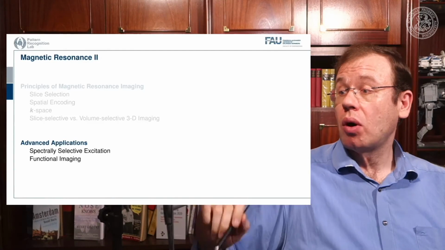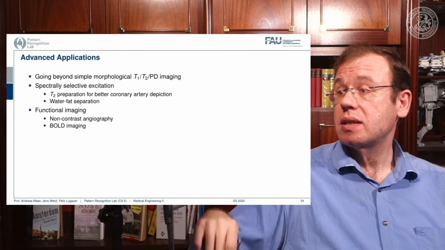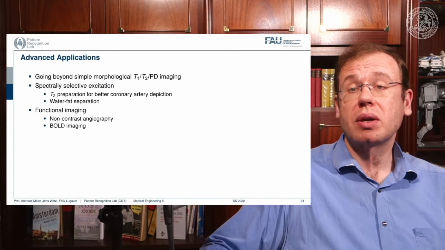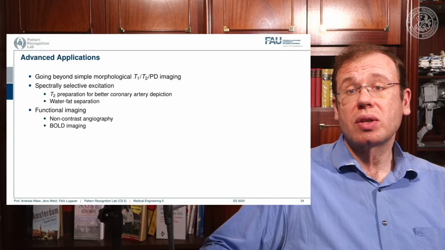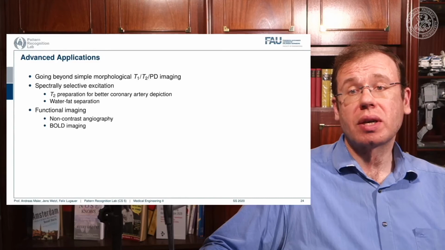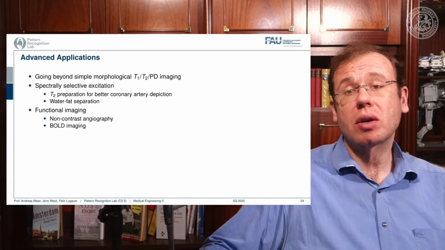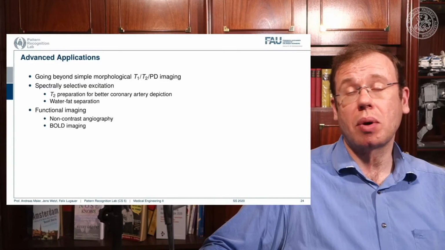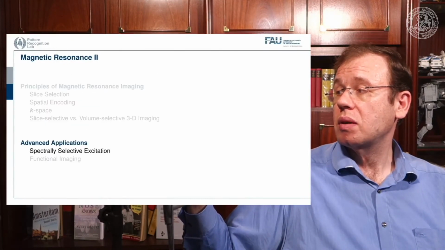Then we can go on towards advanced applications. And the advanced applications that we want to discuss is going beyond simple morphological T1, T2, proton density imaging, as we discussed in the last video. Then we also want to look into spectrally selective excitation. And there you can use, for example, T2 preparation pulses and water-fat separation. Or you can go towards functional imaging, where you then use non-contrast angiography or BOLD imaging. Very advanced techniques. So let's continue talking about this.